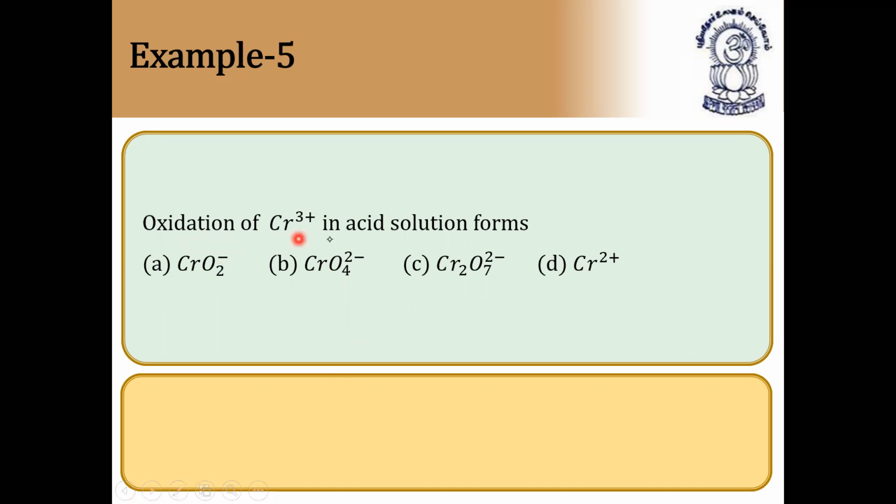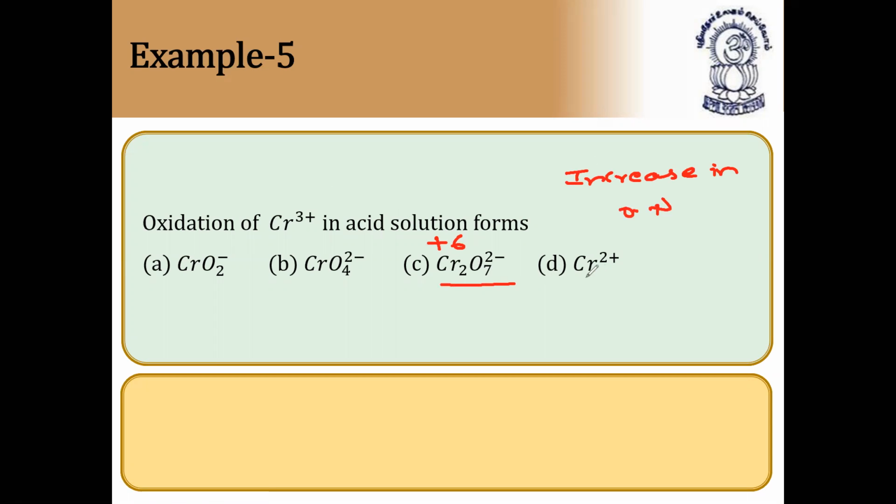Oxidation of chromium plus 3 in acidic solution forms what? Chromium plus 3 oxidizes to chromate ion, that is the plus 6 oxidation state. So plus 3 changes to plus 6, an increase in oxidation number. Increase in oxidation number is nothing but what? Oxidation.